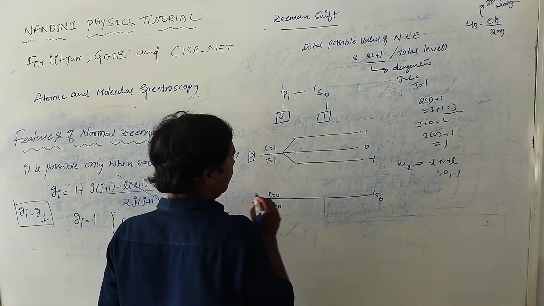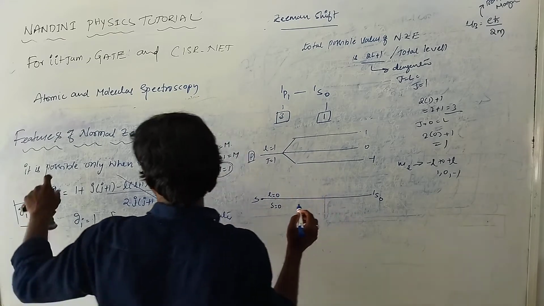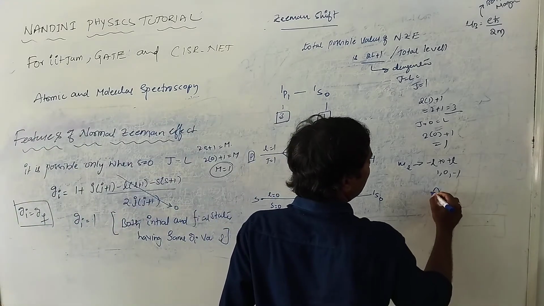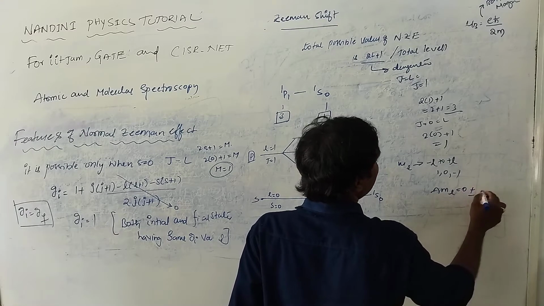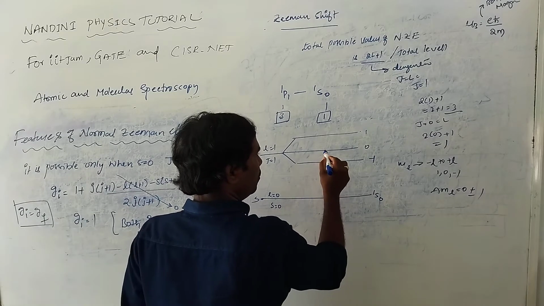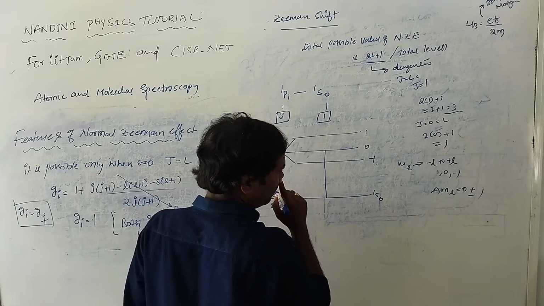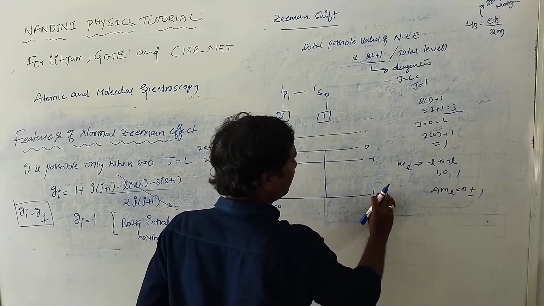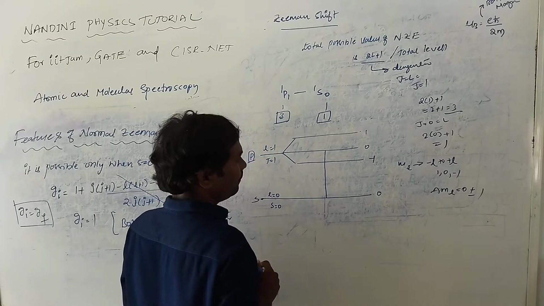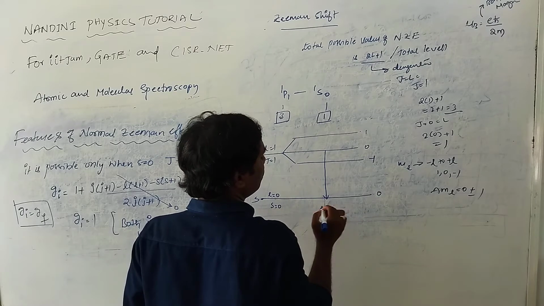This is the S state. So the transition is possible. See, 0, because what are the selection rules? I already wrote the selection rules: delta ML is equal to 0, plus or minus 1. This is the selection rule for the normal Zeeman effect. See, 0 to 0 is possible because J is 0, and no need to write here, it is simply a 0 state. So 0 to 0 is possible. This is called the delta ML is equal to 0 transition.